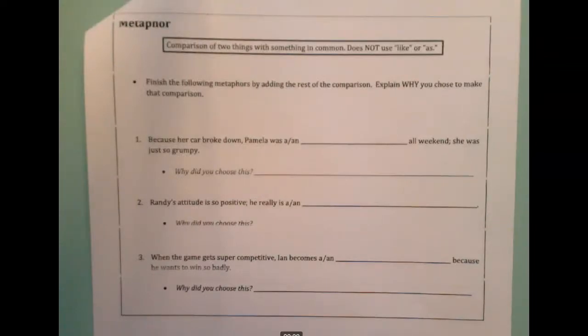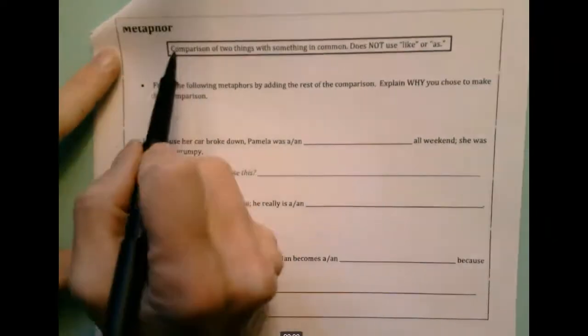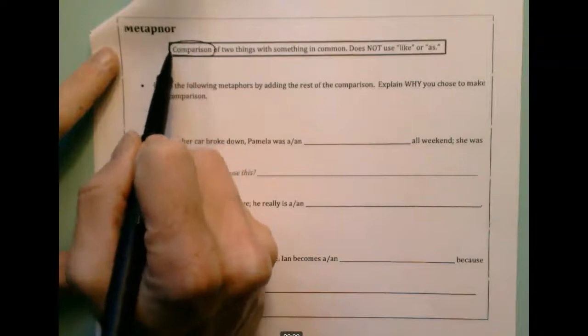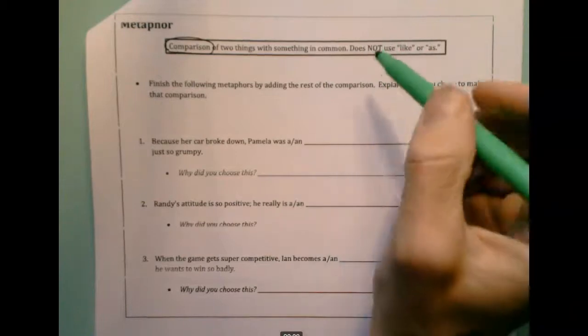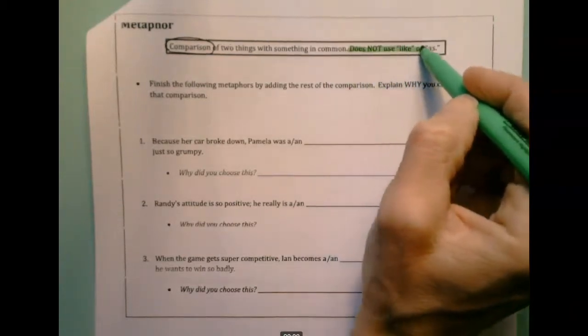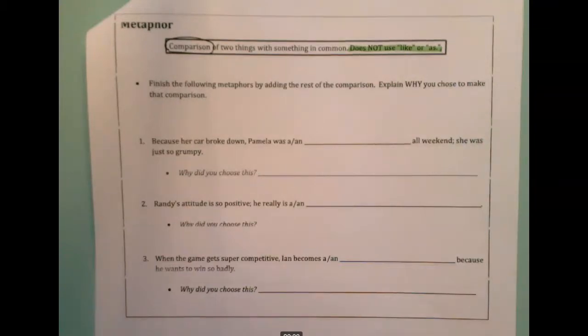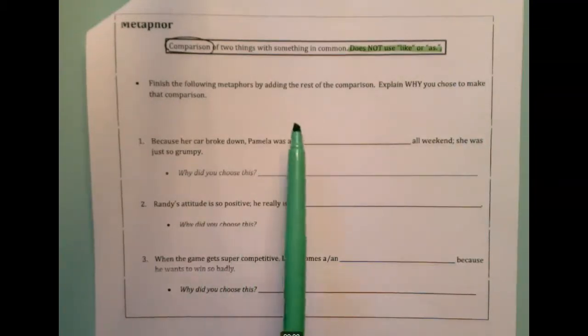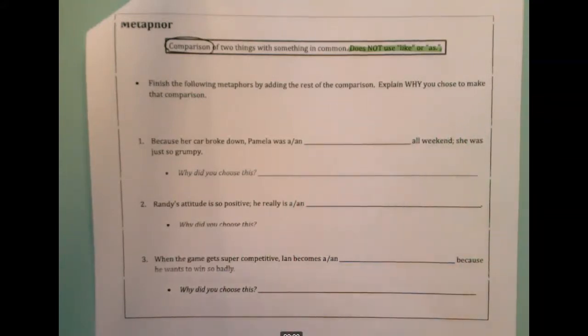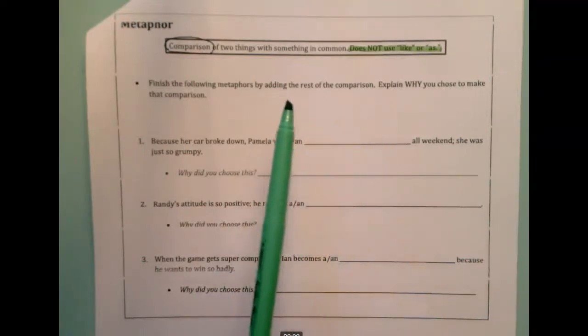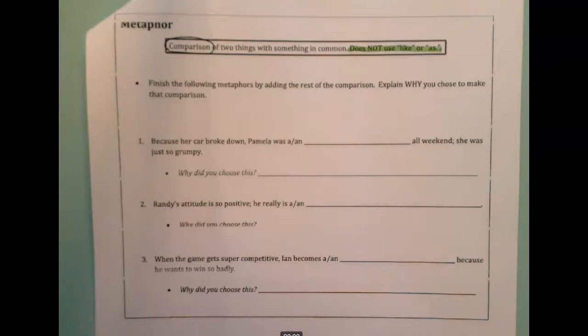The final term that we're going to cover in this video will be metaphor. And a metaphor is a comparison. We're going to compare two things that have something in common, but the metaphor does not use like or as. So we're going to finish these metaphors by adding the rest of the comparison, and we're going to explain why we chose what we did to finish our metaphors. So we're going to explain what they have in common. So the first one, because her car broke down, Pamela was a blank all weekend.